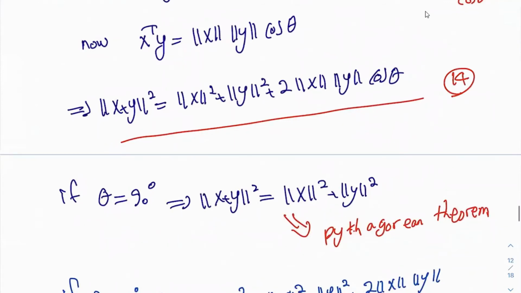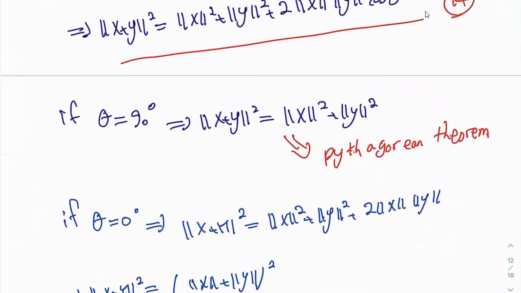Now here we look at what happens if theta is equal to 90 degrees. Let's evaluate this equation 14. If theta is 90 degrees, cosine of theta is 0, right? Then you get the norm of x plus y squared is equal to the norm of x squared plus the norm of y squared. This is a famous theorem, the Pythagorean theorem, right? Very, very important theorem, this one.